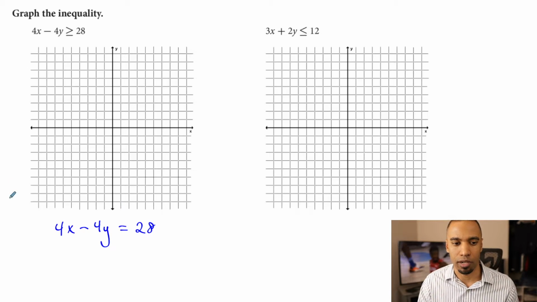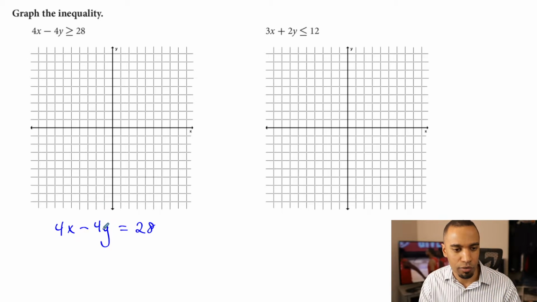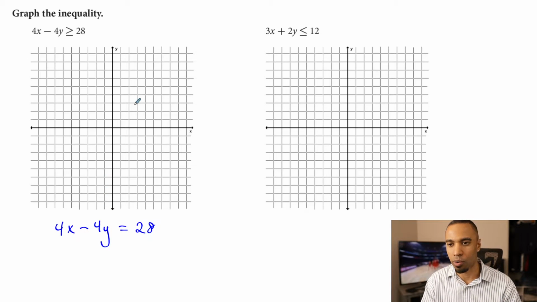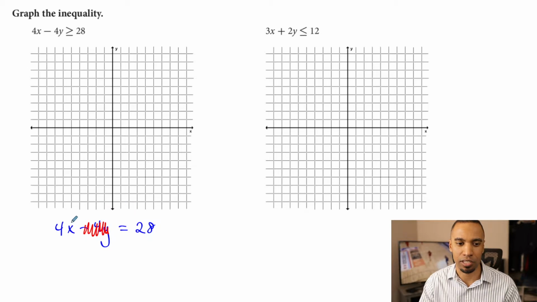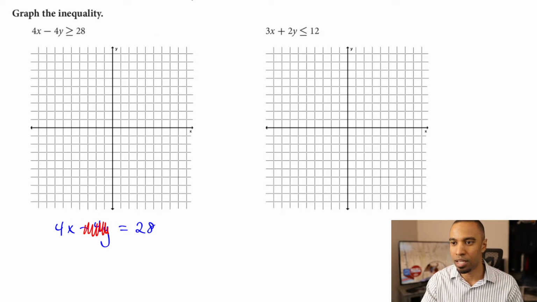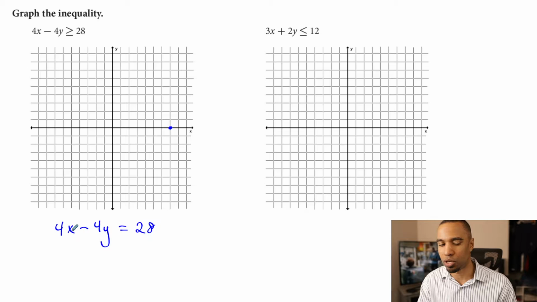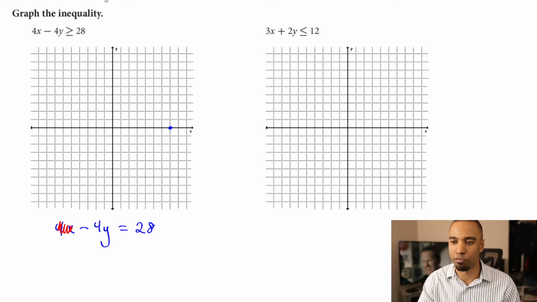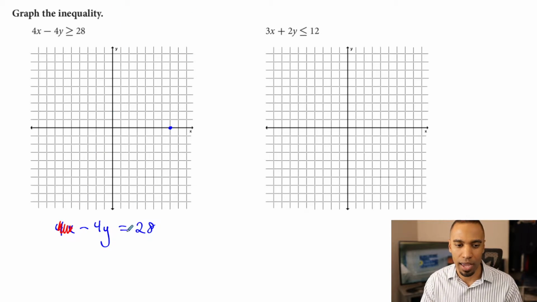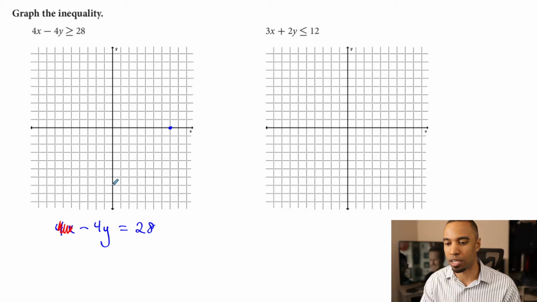First thing I'm going to do is graph this line. I'm going to use the standard form version, hide and divide, to do these. If I set y equal to 0, I can find my x-intercept. 4x equals 28, therefore x equals 7. If x equals 7, that's my x-intercept right there. If I set x equal to 0, I get my y-intercept. Negative 4y equals 28, so y equals negative 7 if I divide by negative 4.